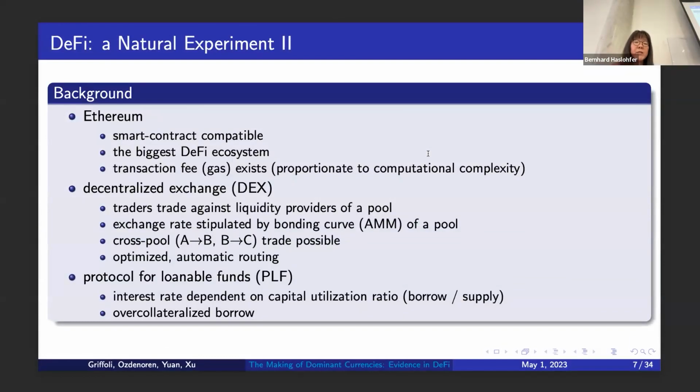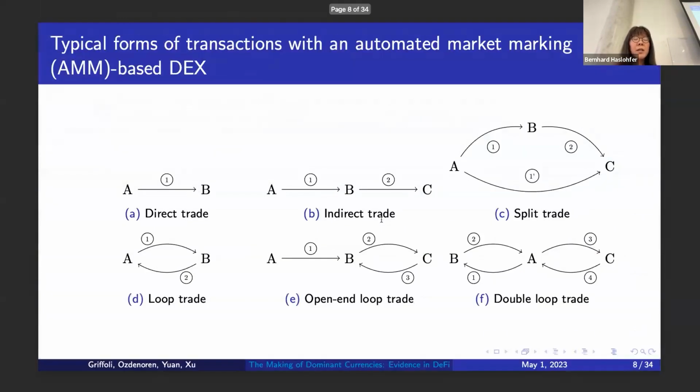So how we conduct our analysis, we focus on Ethereum because it has the largest DeFi ecosystem, and we collect the exchange data from Uniswap, and also use the data from Aave and Compound, which are the protocols for loanable funds. Let me just focus on the unique features of DeFi, which we utilize for analysis. And this slide shows the typical form of transactions in an AMM-based decentralized exchange.